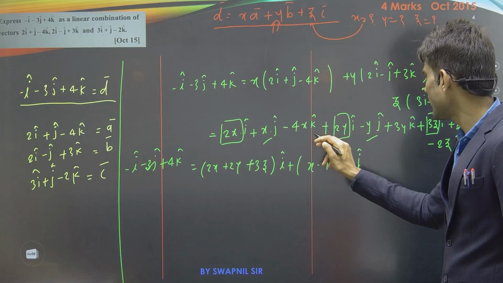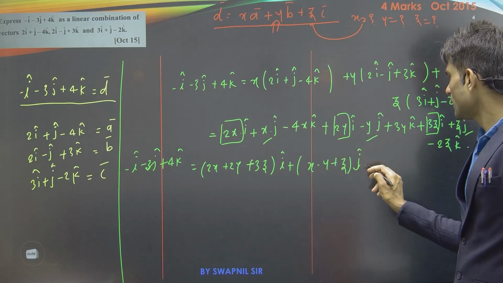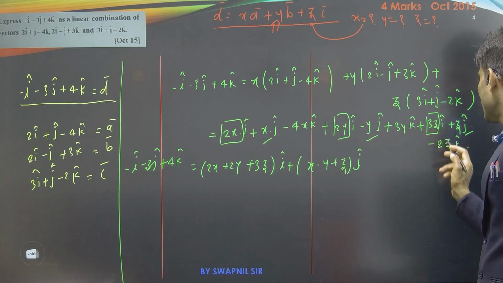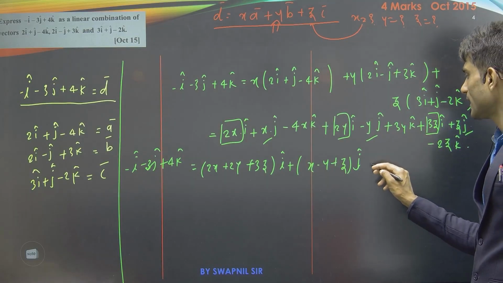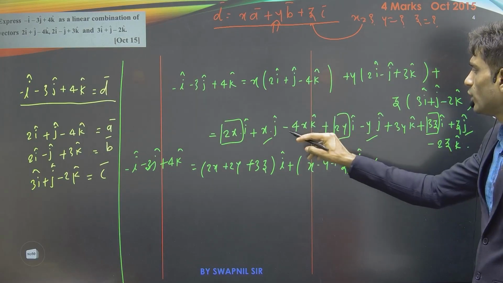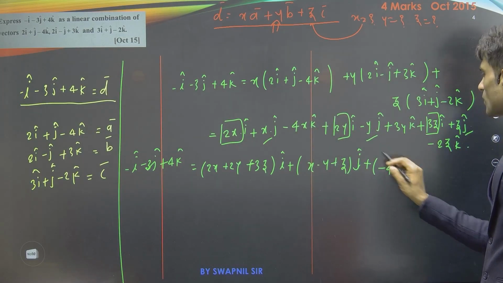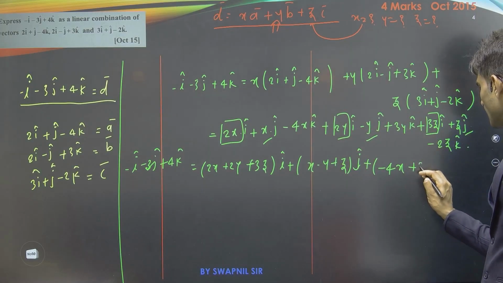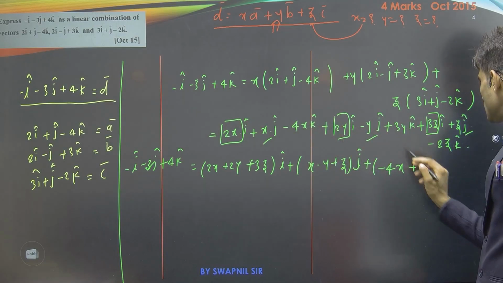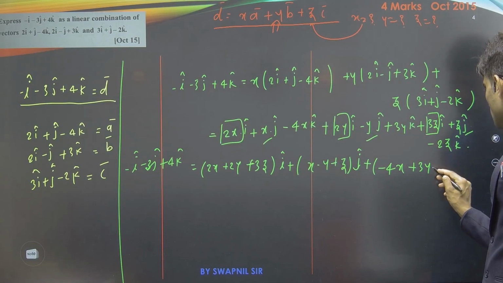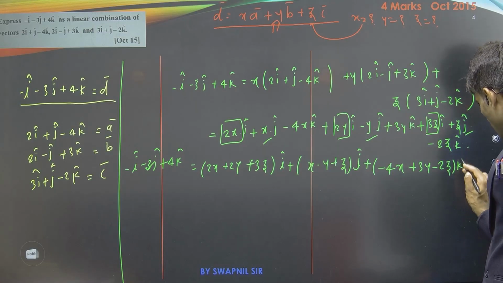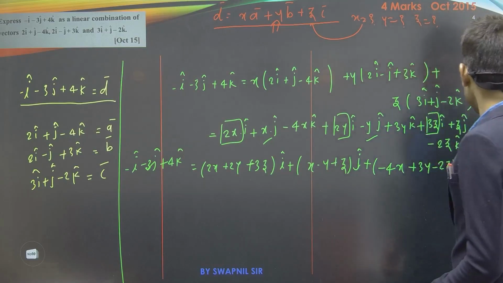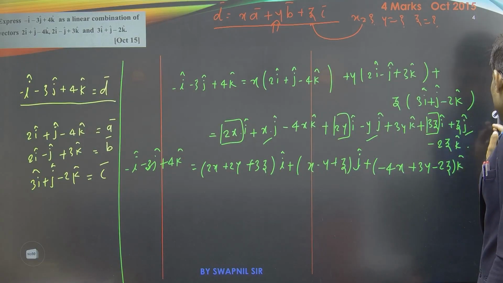Similarly, do it for k cap. So minus 4x k cap, after that 3y k cap and minus 2z k cap. Take the k cap common. So we are left with minus 4x plus 3y minus 2z, into k cap, out of the bracket. Which is equal to 0? No, not equal to 0, because we have the other side there, so don't take it as 0.